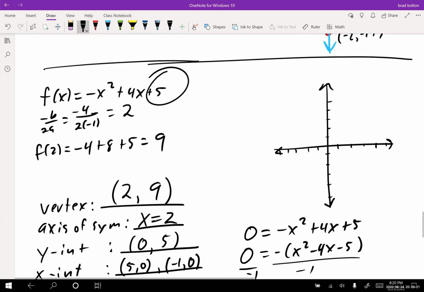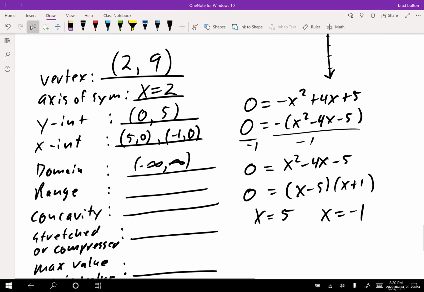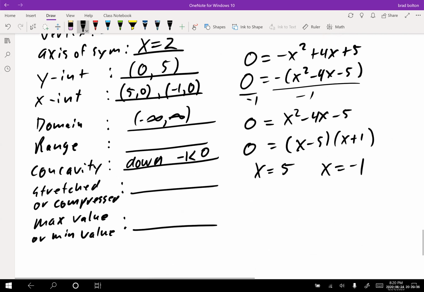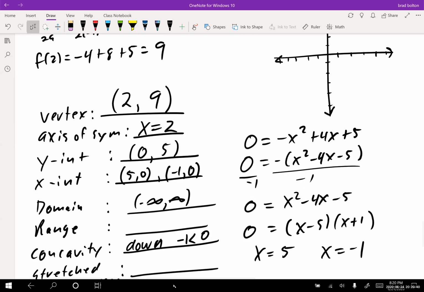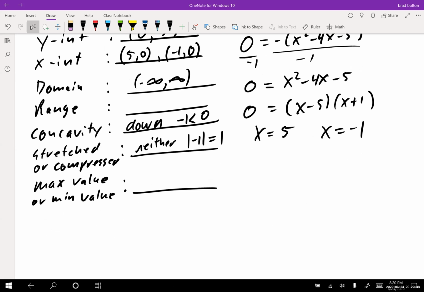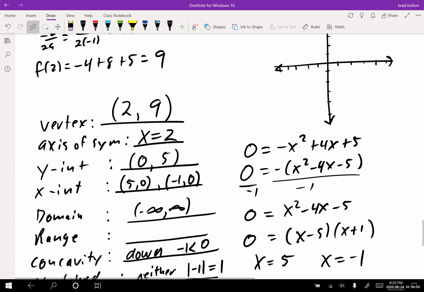Because a is negative, we know that this is concave down, since -1 is less than 0, right? Our a is -1. We know that it is neither stretched nor compressed, since the absolute value of -1 equals 1, instead of less than 1 or greater than 1. And max value, we need a little help on that still, okay?